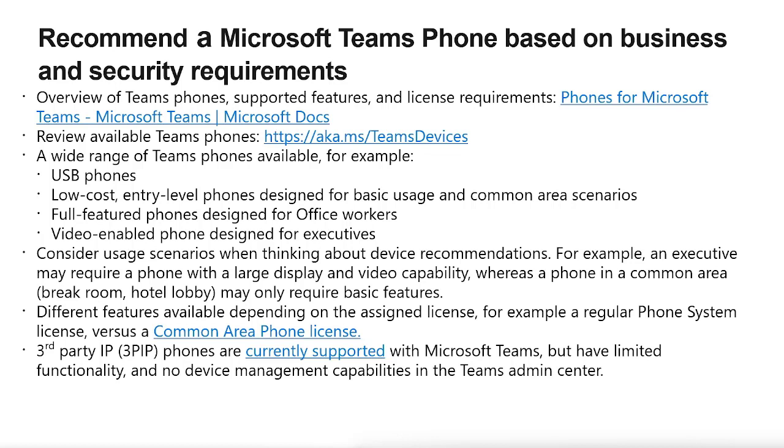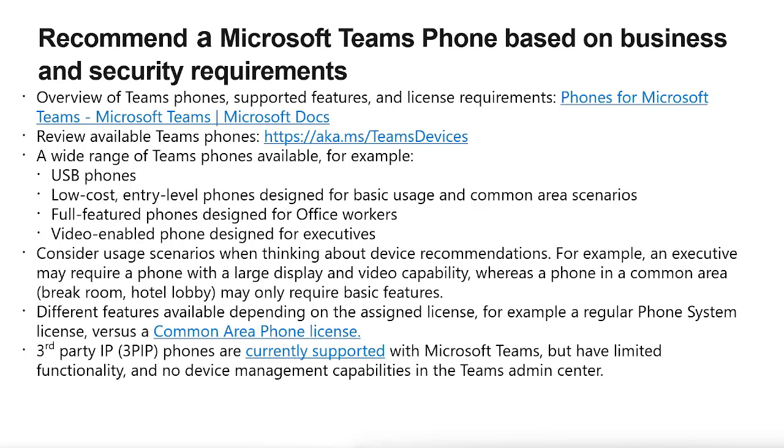For example, you may require one of those very feature-rich video phones for an executive scenario, whereas a phone that's going to be sitting in a common area like a break room, a lunch room, or a hotel lobby might require just basic functionality. There's also the notion of licensing here. Different capabilities are available for a regular phone system license that you would assign to an end user compared with what you would assign to a common area phone, or the common area phone license itself. So be aware of those differences.